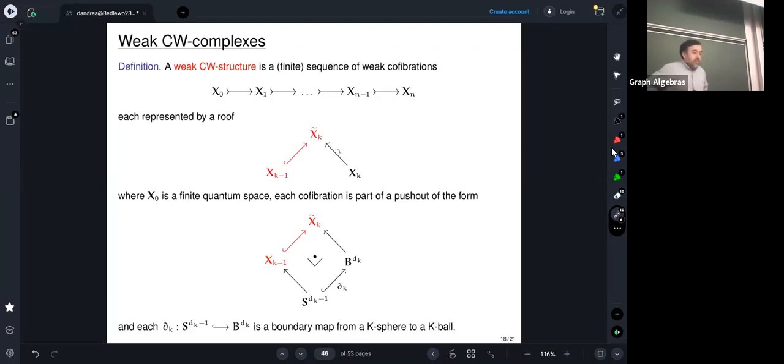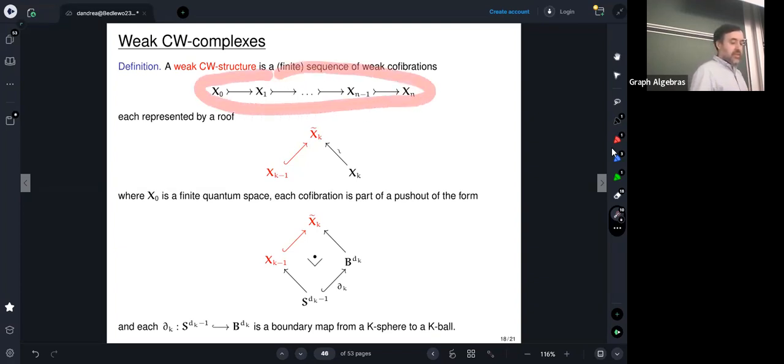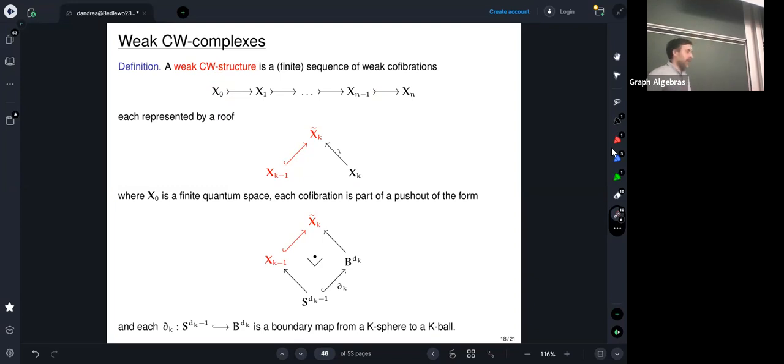Okay, so what is a weak CW structure, the general notion of CW structure we're interested in? Here in this slide it is called the weak CW structure, even if we use a much longer name in the paper. But again, I didn't want to put too many words on the slides. What we're interested in now is finite sequences of weak cofibrations in this category of compact quantum spaces. First of all, the first modification of the notion of CW structure is that here you have weak cofibrations instead of cofibrations. You start from X0, which should be described by a finite dimensional C*-algebra, so it should be a finite non-commutative space. And each weak cofibration is represented by a roof like this, where X_{k-1} goes to X_k passing through some auxiliary quantum space.